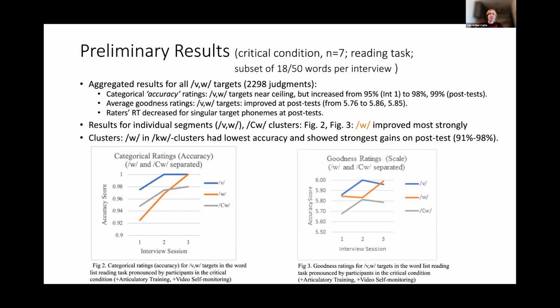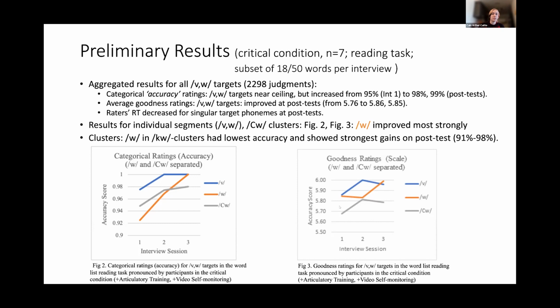Additionally, our results for both these individual segments and these consonant W clusters are shown in figures 2 and 3, which I'll discuss in a moment. But we see for both categorical and these scale ratings, W improved the most strongly, W on its own. And as for consonant clusters, specifically, we saw W and KW consonant clusters starting off with the lowest accuracy and showing the strongest gains on post-test.